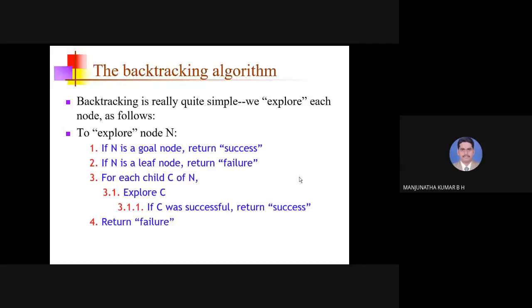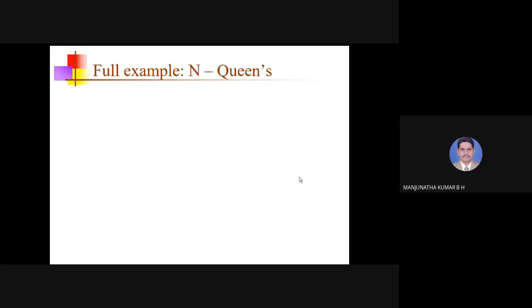Now let me explain the concept of backtracking with two examples. The first example is the N queens problem, which I am going to discuss now. Maybe you know this problem. Now let me explain the N queens problem.